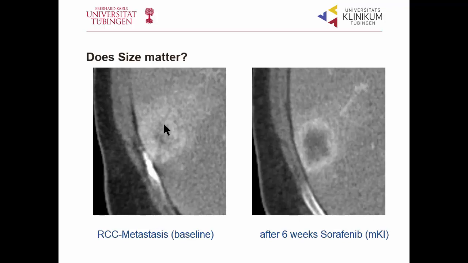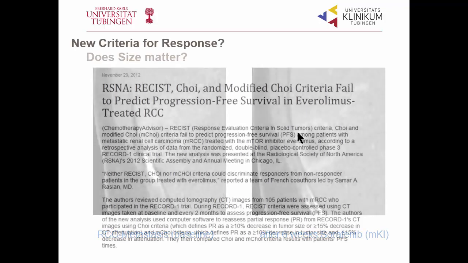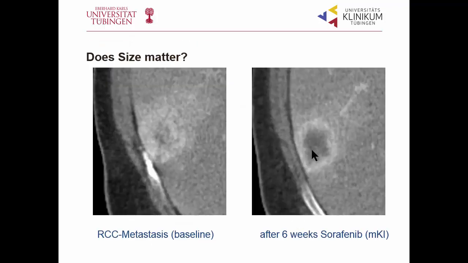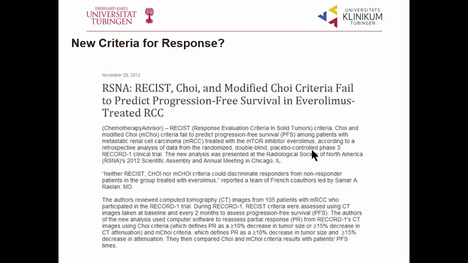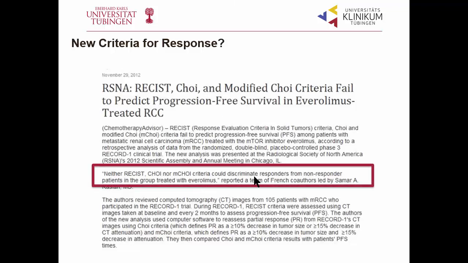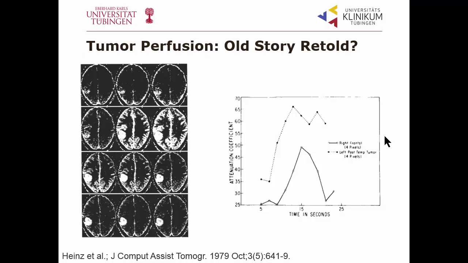So this is the example we have seen before, same size, but there's significantly less perfusion in the tumor. And there's a need for new criteria for response, because the standardized assessment using RECIST or Choi is not enough to discriminate between responders and non-responders. And so this is truly an indication for DCE MRI to be tested. And tumor perfusion is principally an old story which is being retold.